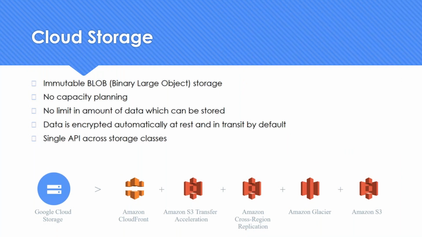Basically, it's an immutable binary large object storage, where you don't need to plan for any capacity, but it is the objects which you upload. When you upload data into a storage bucket, we don't call it a file. We call it an object. That's the better way of using it. And when you are talking to a customer, don't say upload a file to Google Cloud Storage. Upload an object.